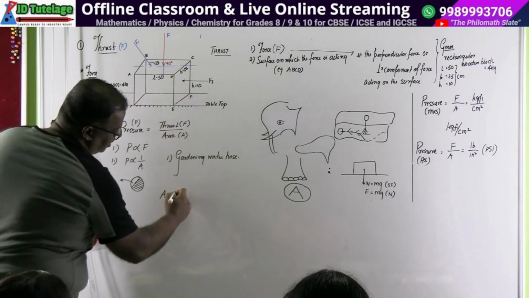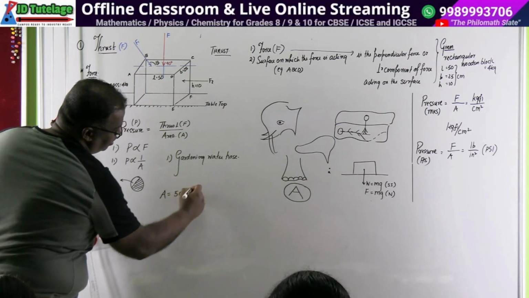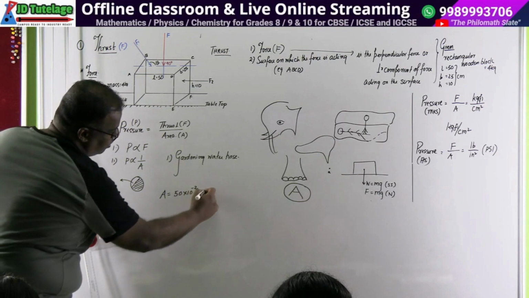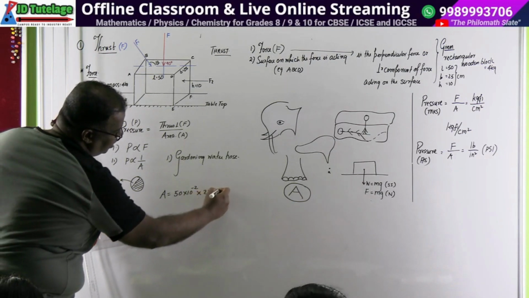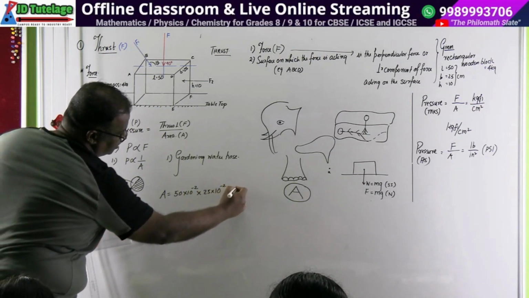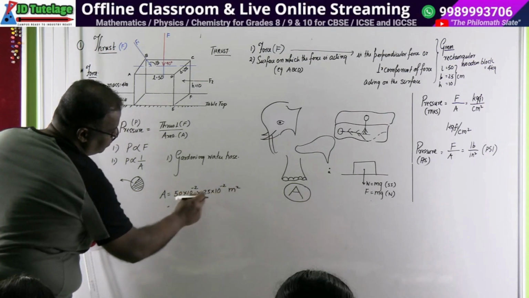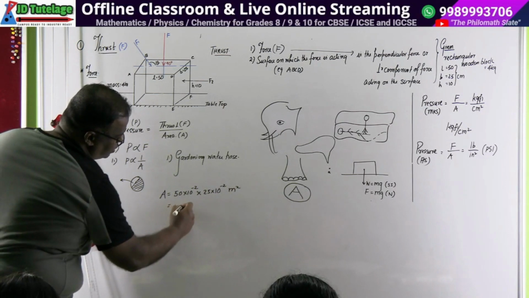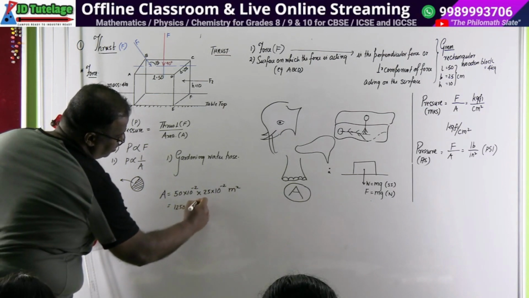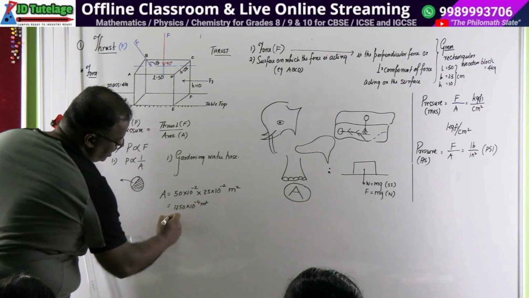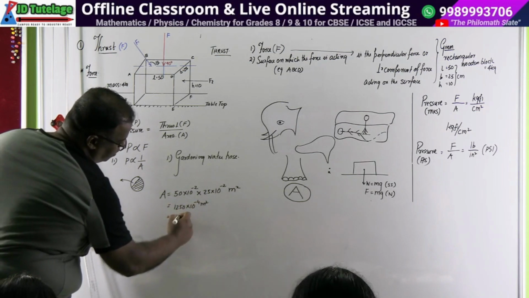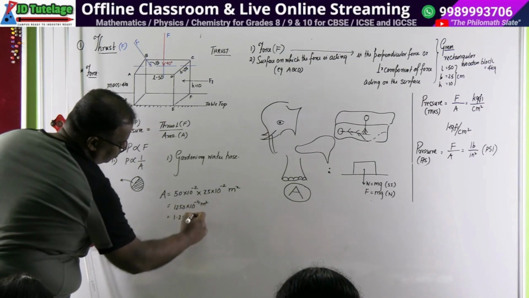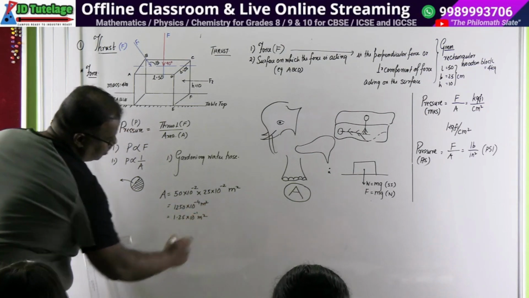So 50 into 10 to the power minus 2 meters into 25 into 10 to the power minus 2. This much meter square. Can you multiply 50 and 25? 1250 into 10 to the power minus 4 meter square. Now bring it in standard form. Then it should be 1.25 into 10 to the power 3 and minus 4 makes it minus 1 meter square. हो गया एरिया.